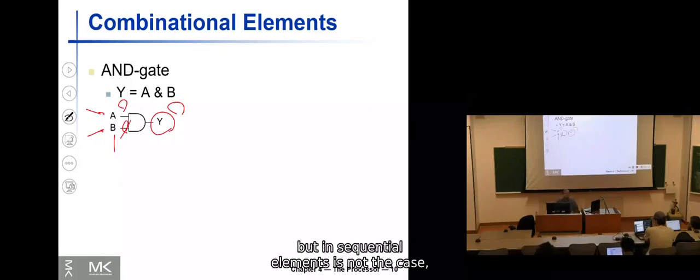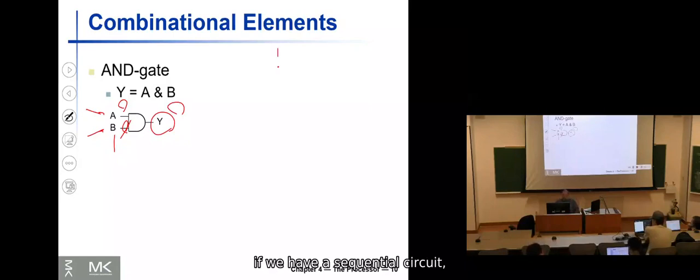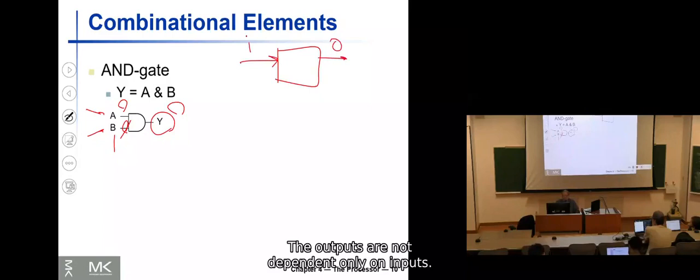But in sequential elements, it is not the case. It is not only dependent on the inputs. Inputs plus what? For a sequential circuit, we have inputs and we have outputs, but the outputs are not dependent only on inputs. There is another thing that determines the output. What is that?